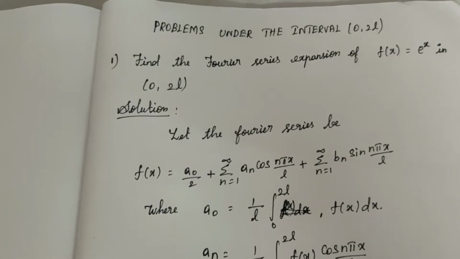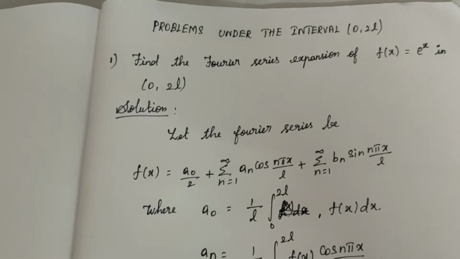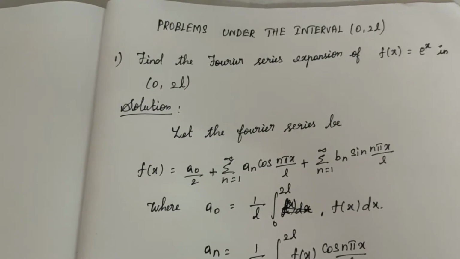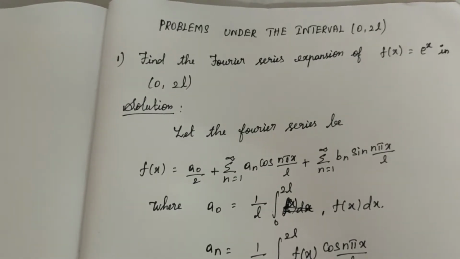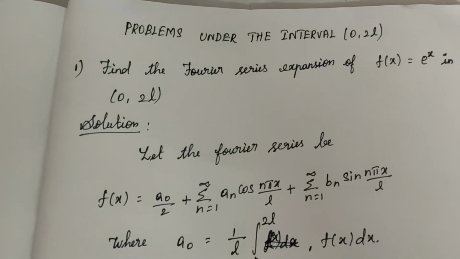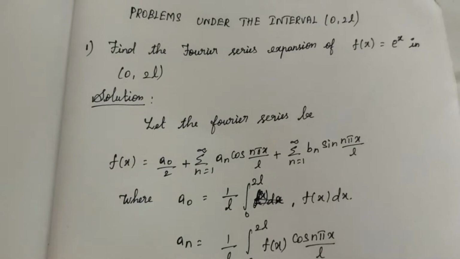So, this is the 0, 2L. Find the Fourier series expansion of f of x is equal to e power x, in the interval 0, 2L. So, the Fourier series change.